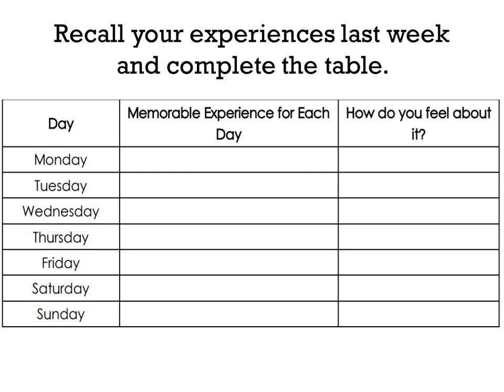Now, recall your experiences last week and complete the table. Just have to write Monday, Tuesday, Wednesday, Thursday, Friday, Saturday, and Sunday. And then what is your memorable experience for each day? And then how do you feel about it? Example, Monday, my mom bought me red shoes. So how do you feel about it? I'm happy, right? So just have to think of the memorable experiences that you have each day. Okay? If you're not yet done, click the pause button. If you're done, click the play button.